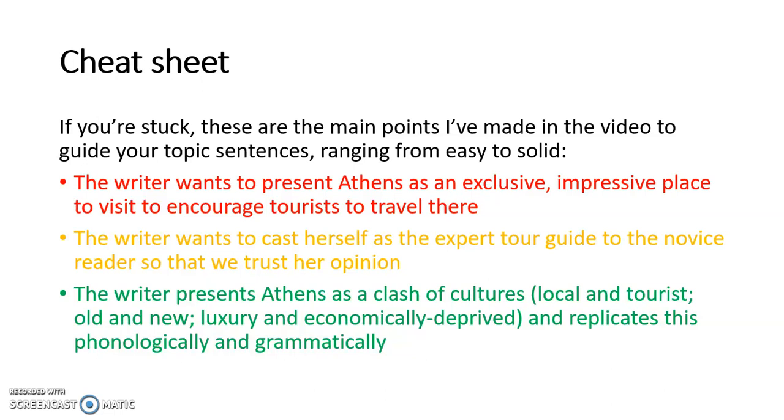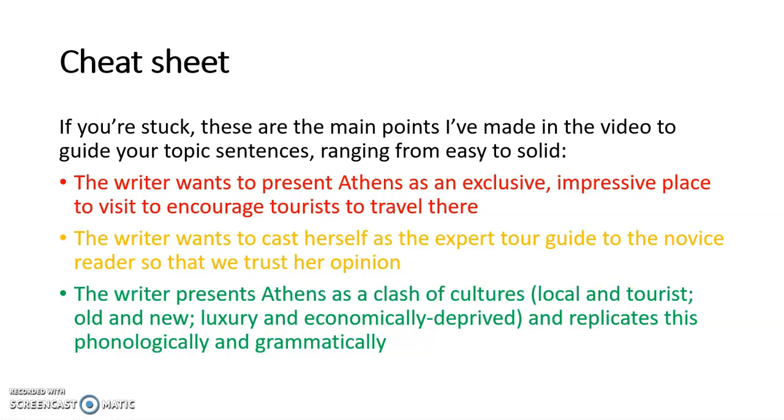Your kind of mid-level point is something that casts her as a tour guide for the novice reader. And the reason that's a more complicated point is because it's telling us kind of what she intends to do with her implied writer and the implied reader. So there's kind of two foci there. Okay, so whereas this is just about how Athens is represented, here I'm saying how does she represent herself and how does she position the reader as well. So there's two kind of elements of representation going on in this second point.